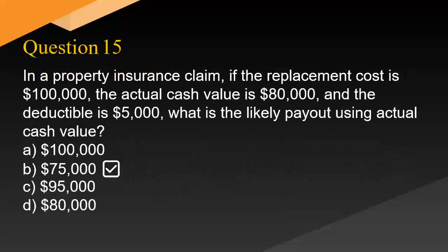In a property insurance claim, if the replacement cost is $100,000, the actual cash value is $80,000 and the deductible is $5,000, what is the likely payout using actual cash value? A. $100,000. B. $75,000. C. $95,000. D. $80,000.